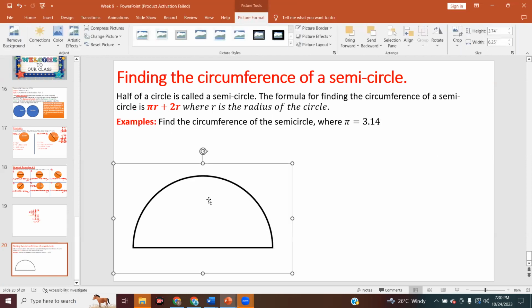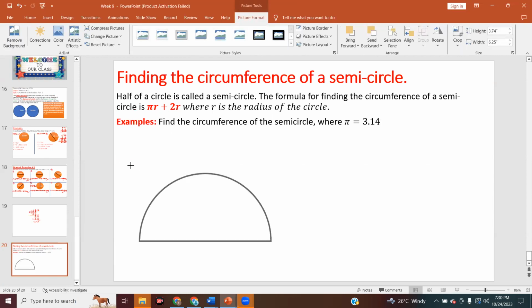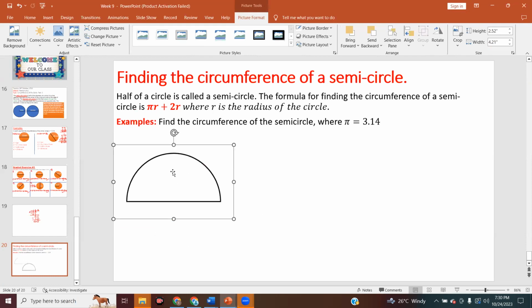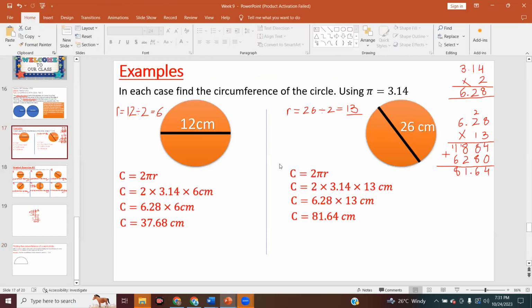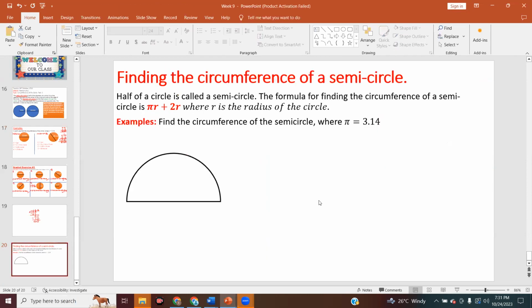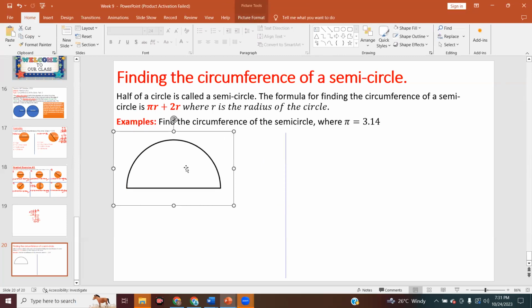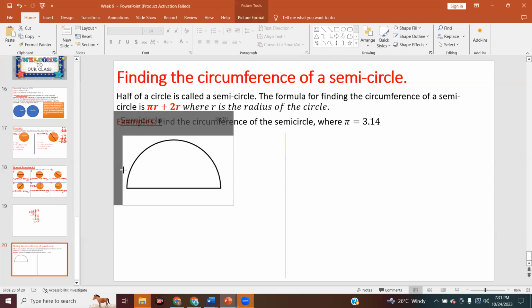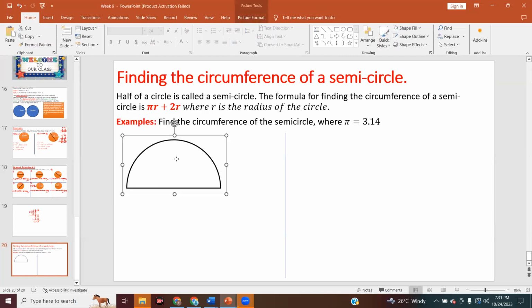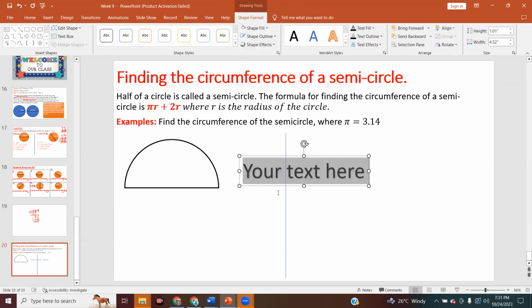All right, so let's do the first one. I'm going to separate them. Now this is different because the formula that we're going to use is not 2 pi r. The formula we're going to use for this is just pi r plus 2r. It's going to be weird, but nonetheless, we're going to do it.